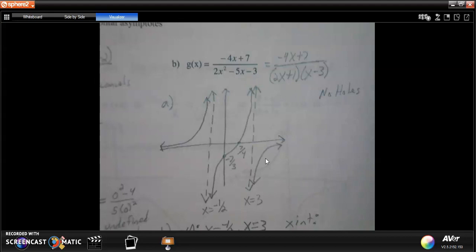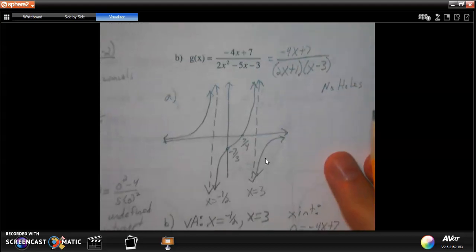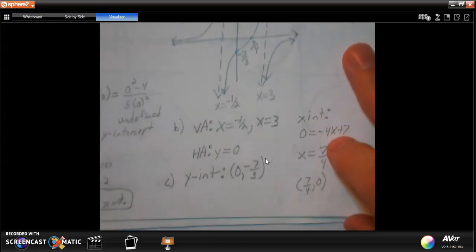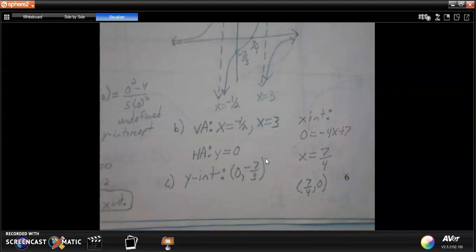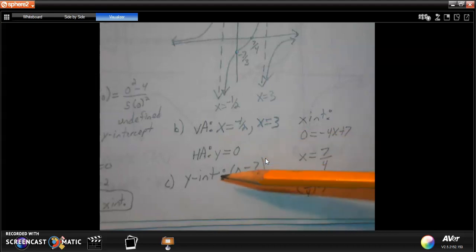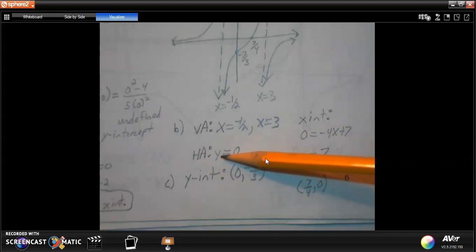Okay, again, on this one, nothing cancels out. So there's no removable discontinuities or no holes in the graph. So in the denominator, set that equal to 0. You get negative 1/2 and positive 3 for the x values of the asymptotes. The x-intercept, you let the numerator equal 0 and solve it to get 7/4. And the y-intercept, you put 0 in for x. Okay, and here, the horizontal asymptote is y equals 0.